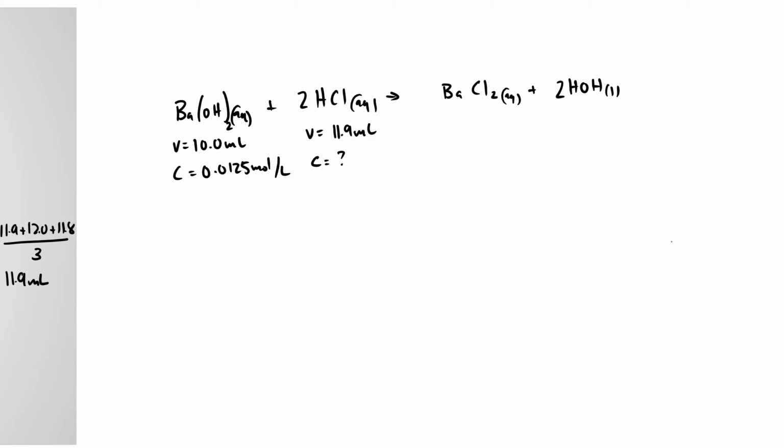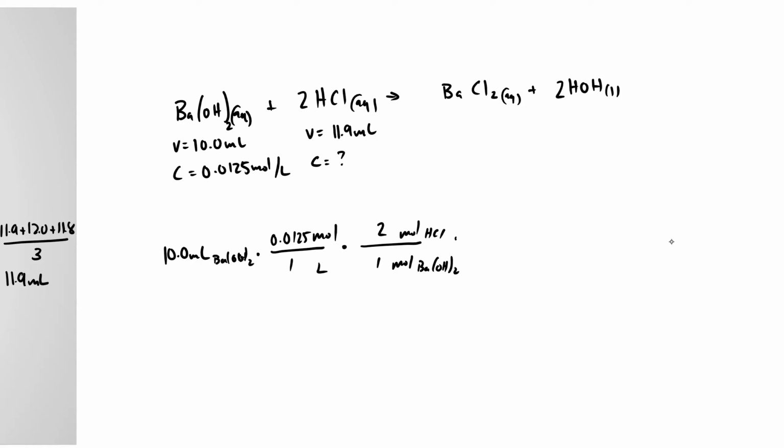Now, just like we did with all other stoichiometric calculations, we start with our measured amount of our given, so 10.0 milliliters of barium hydroxide, and we're going to multiply by something to get rid of liters and replace with moles, our concentration. And so that's 0.0125 moles per 1 liter. Now I have to multiply by the mole ratio to get rid of moles of Ba(OH)2 and replace with moles of HCl. And my mole ratio is 2 moles to 1 mole.